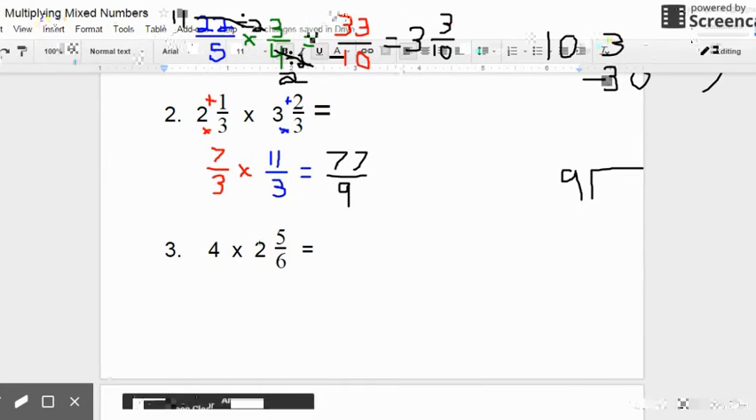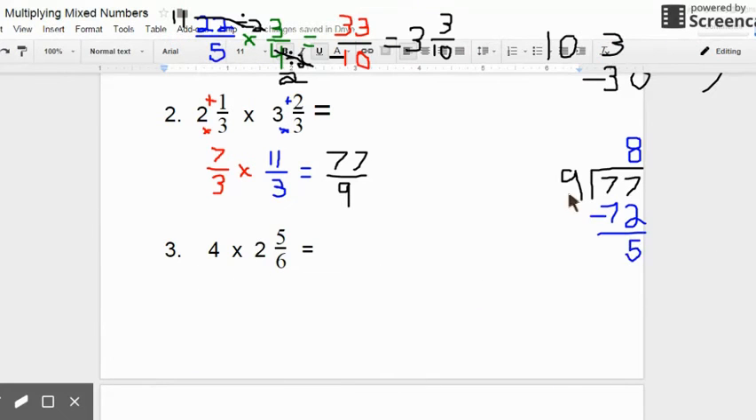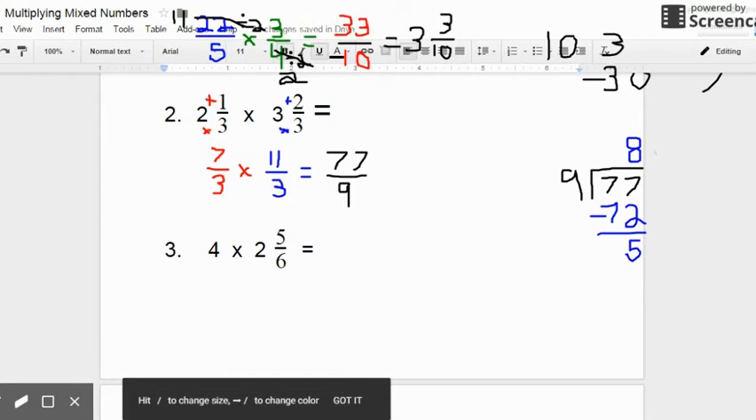Because the 5 is less than 9, then that means we did a good job with the 8 on top. If this was bigger than 9, well, then the 8 can go higher. A quick review of division. Now we go ahead and we put that 5, the part on top, and the 9 stays the same. Eight and 5/9.